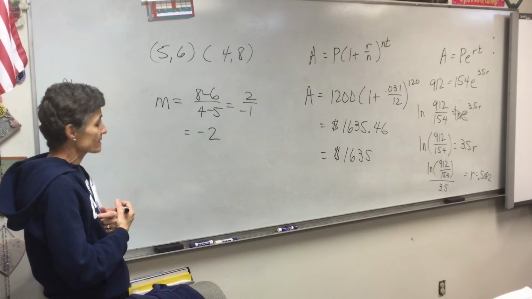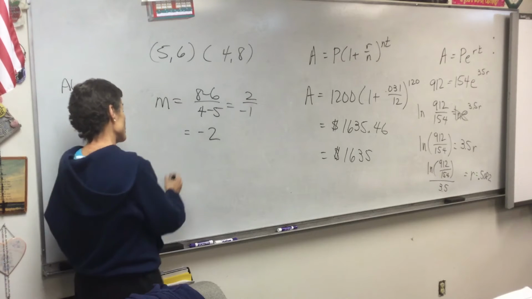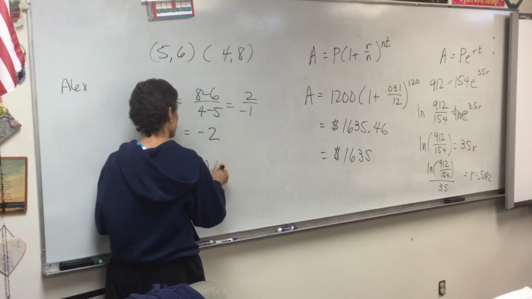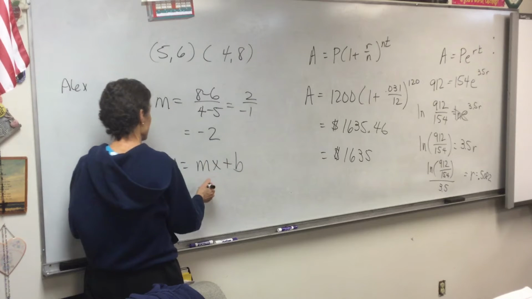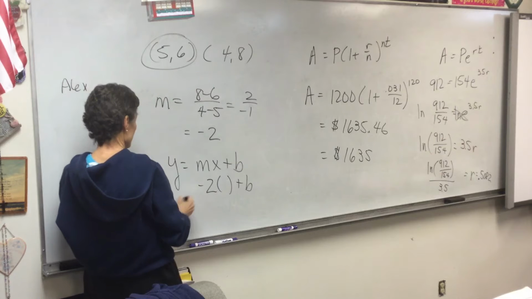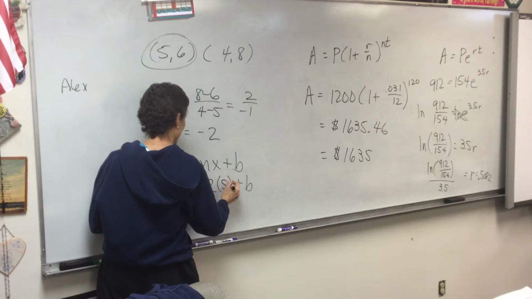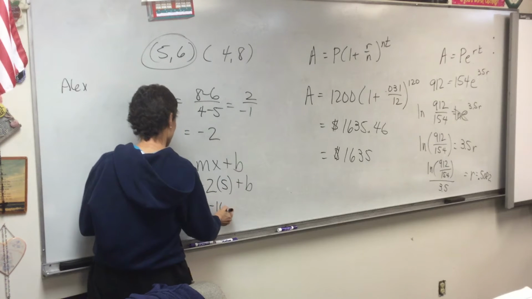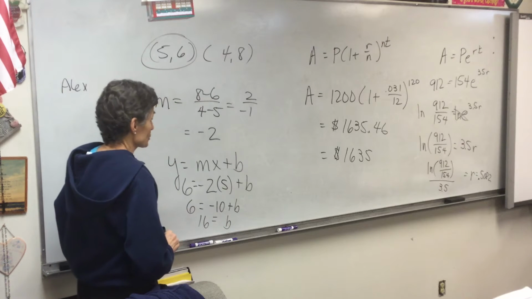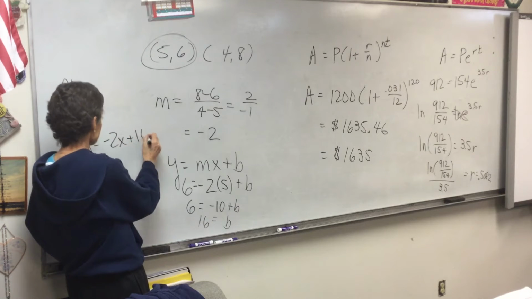And then what? That is not the answer. We're not done. So I can use slope intercept form. Y equals mx plus b. And I can plug in -2 for my slope. And then I'll pick a point. I'll just use that one. So 6, that's the y value. 6 equals -2 times 5 plus b. I got b equals 16. So my answer would be y equals -2x plus 16.